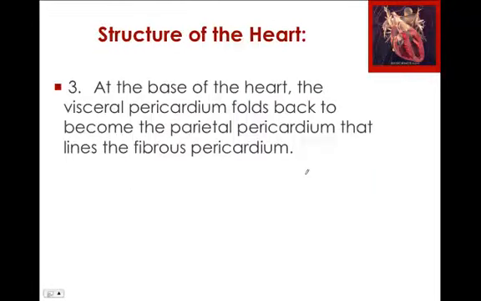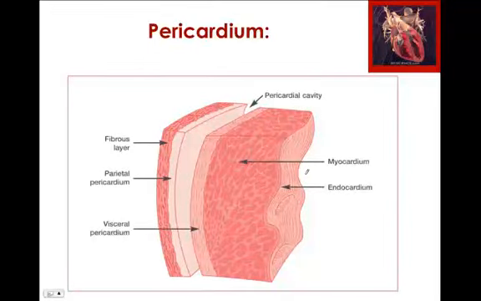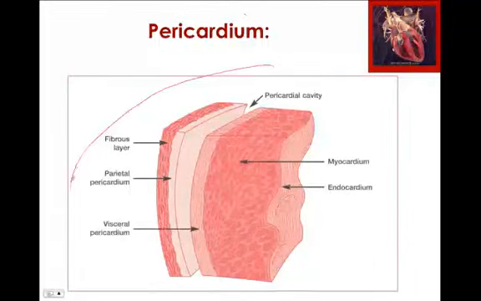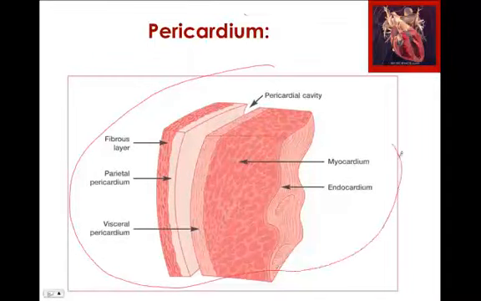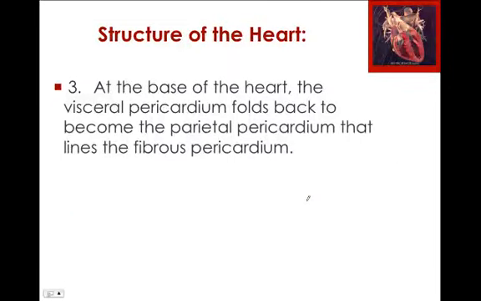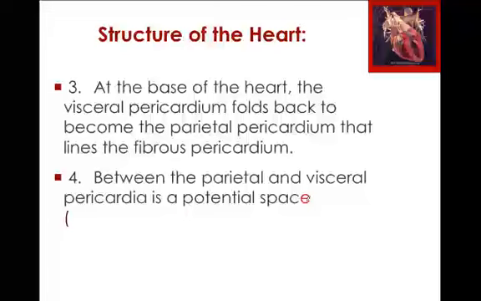So at the base, and by the way, this is an excellent diagram to come back to, because in a minute when we go over these layers, this covers everything. So that is an excellent diagram to kind of commit to memory. Hint, hint. At the base of the heart, the visceral pericardium again folds back to become the parietal pericardium, and that lines the fibrous pericardium. So it's just kind of reviewing those different layers.